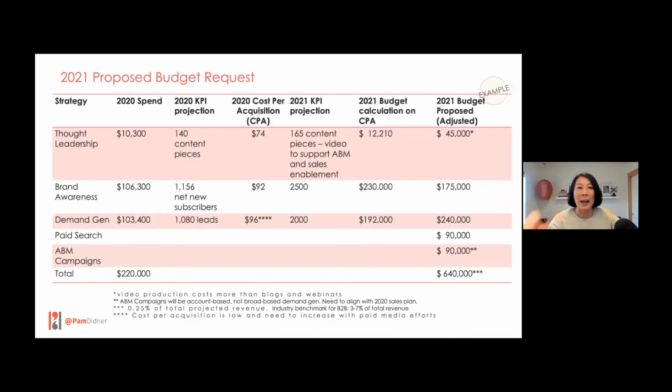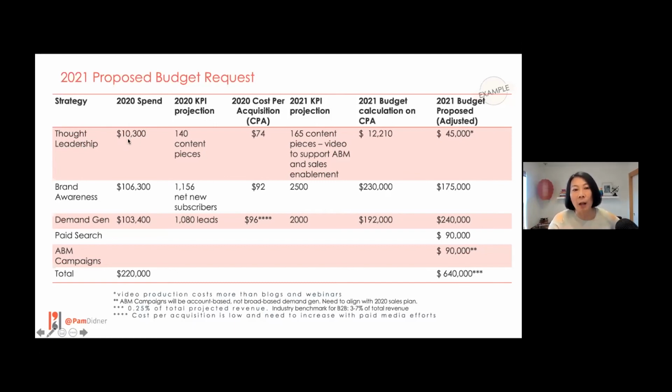The next thing I helped Susan do is we took the 2020 spends and the KPI projection and did a very simple cost per acquisition, right? So what we want to tell management is, if the demand generation goal increases, the budget needs to increase as well, right? And we want to prove that to them.